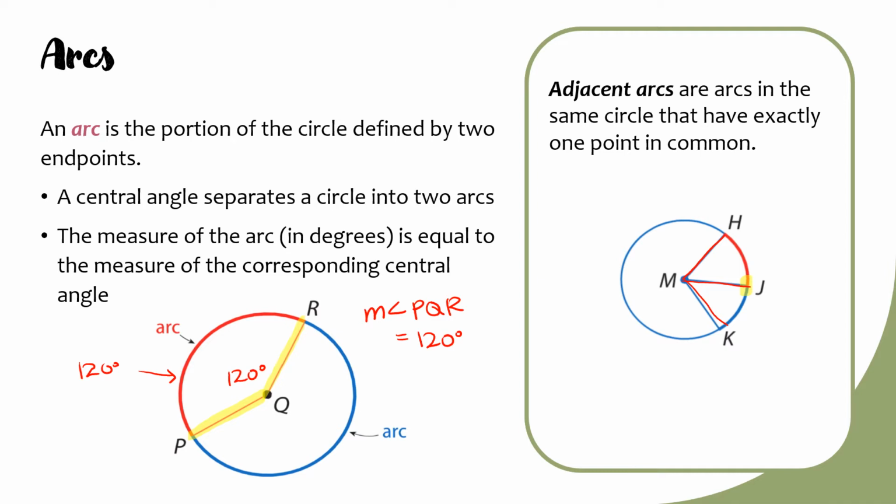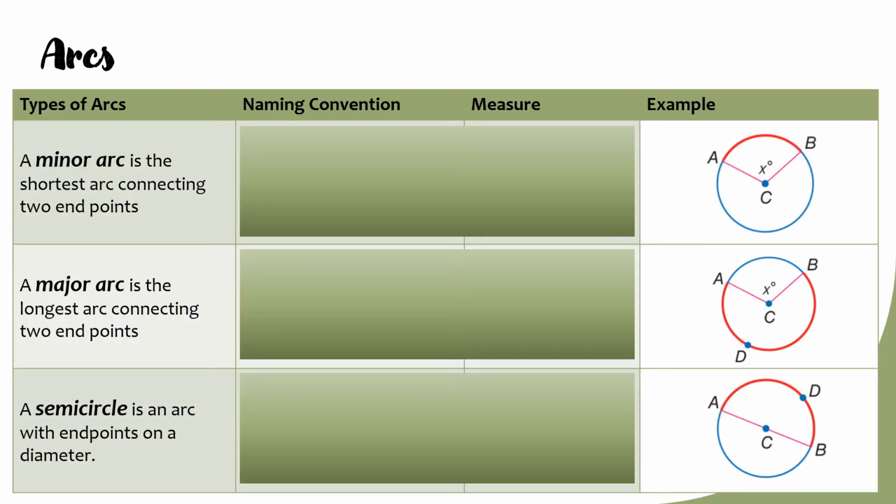Okay. So lots of information about arcs here. We're going to throw more at you. There are three big categories of arcs. The first being a minor arc. Now, a minor arc is described as the shortest arc connecting 2 points. So we can see an example here of AB.